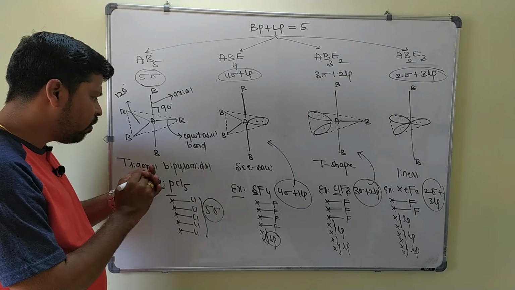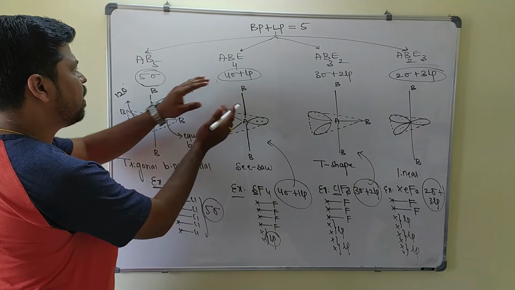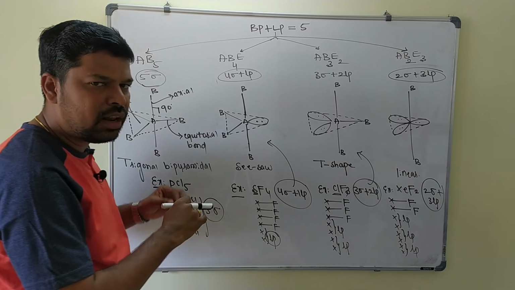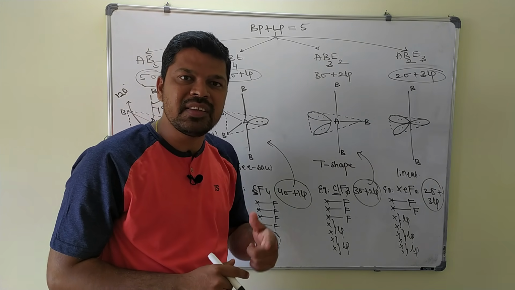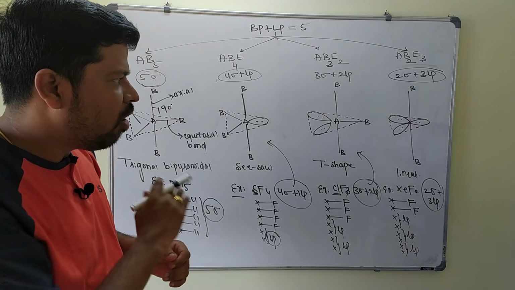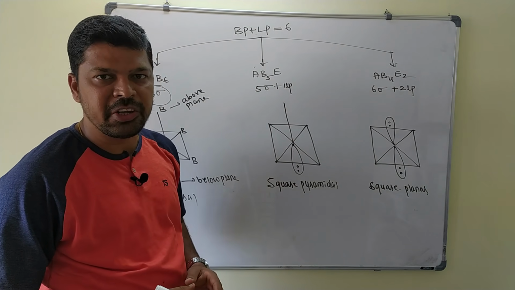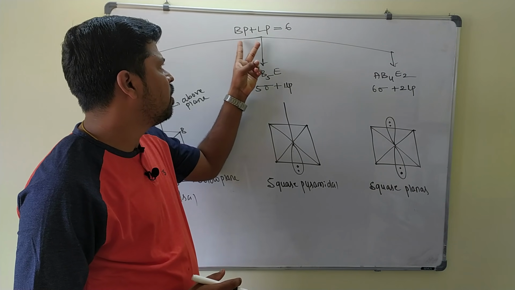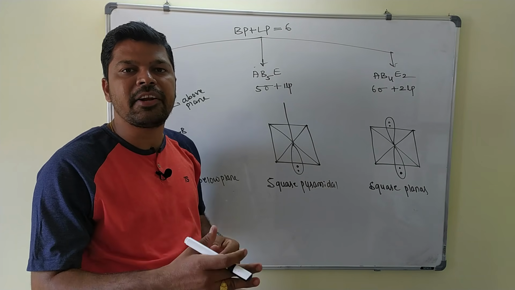So this is how you can calculate the total number of bond pairs and lone pairs of electrons, and you can compare them to these types of the model, and you can predict the shape of the molecule. The last type of the molecule is AB6 type of the molecule. Then you will come to know all the types of the molecules. Now the last type of the molecule is, if the total number of bond pairs and lone pairs of electrons is equal to 6, then it is called a 6 electron pair system.